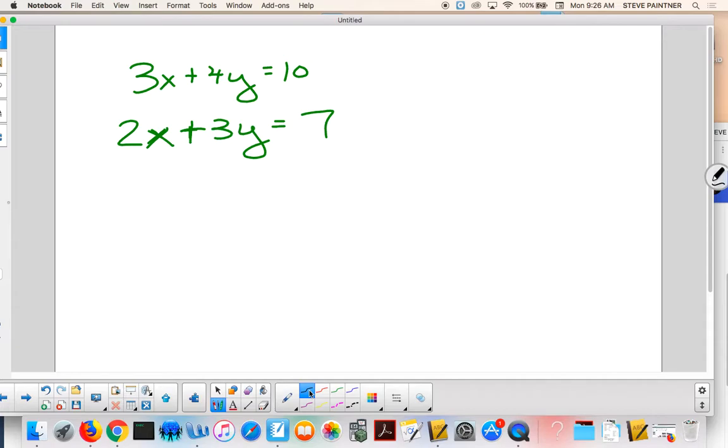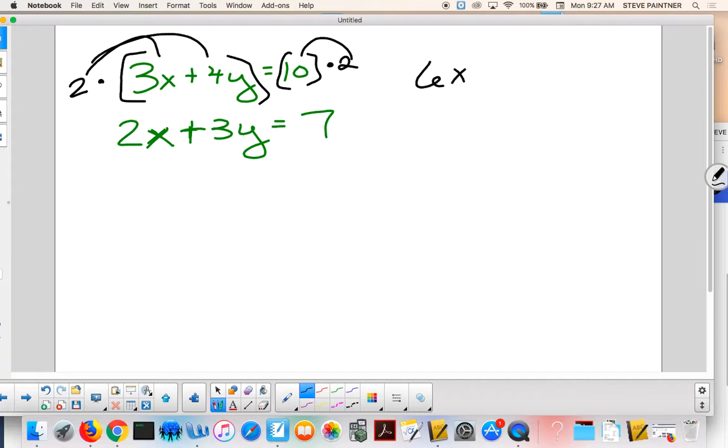Okay, hang on. What if I want to pick on the y's? What are you gonna make them? 12y on top and negative 12y on the bottom. But you can't pick both of them. You just pick one or the other. Who wants x's? Raise your hand. Most of you want it. Let's do it. Okay, Andrew, how do I make this one 6x? Times it by 2, he says. And he's right. 2 times this, and 2 times 10 is going to be, I'll write it over here, 6x plus 8y equals 20. Okay.